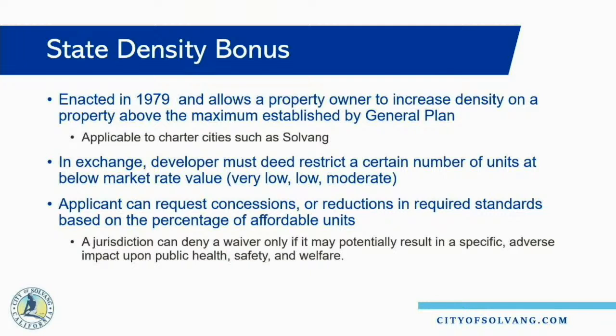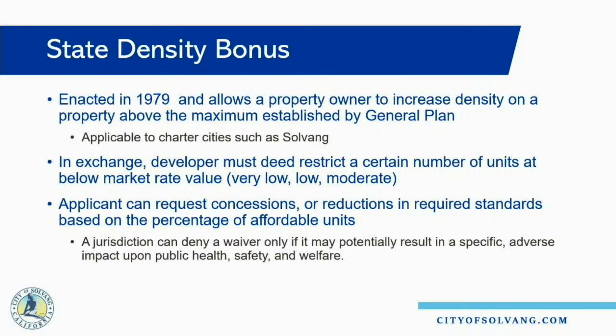In exchange for this additional density, and caveat, the developer doesn't necessarily have to get additional density. They can actually be under the density threshold and still ask for a state density bonus. But in exchange, the developer must deed restrict a certain amount of units at below market rate value, either very low, low, or moderate. In this instance, the applicant has indicated that they propose deed restricting 15% to very low income levels, as well as 15% moderate. So about 30% of the total project is proposed to be deed restricted below market.